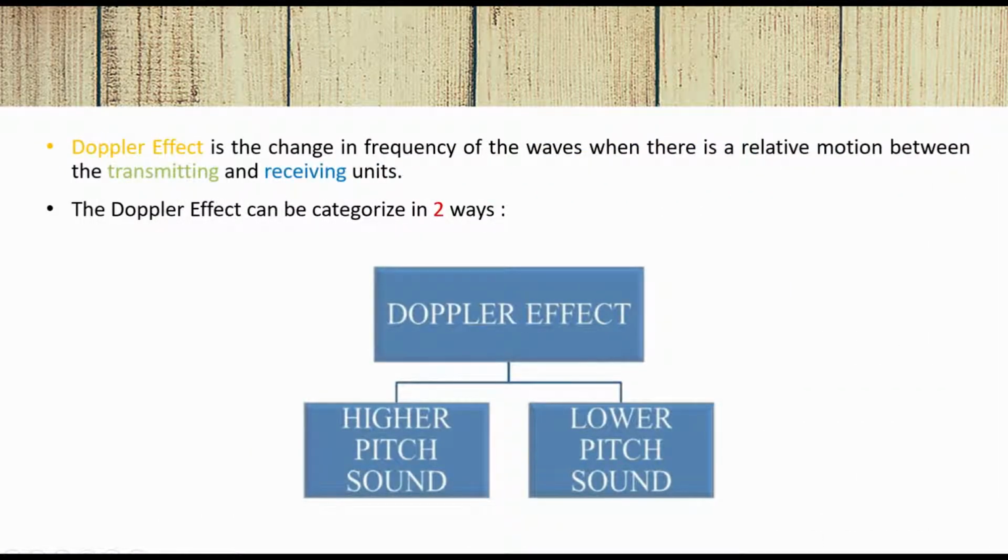Next is the Doppler effect. The Doppler effect is the change in frequency of a wave when there is relative motion between the transmitting and receiving units. The Doppler effect can be recognized in two ways: high-pitched sound and lower-pitched sound. Higher-pitched sound means that the vehicle is speeding towards the stationary listener. The distance between the listener and the car is decreasing. The listener will hear a high-pitched sound from the car, which means the frequency of sound is increased.